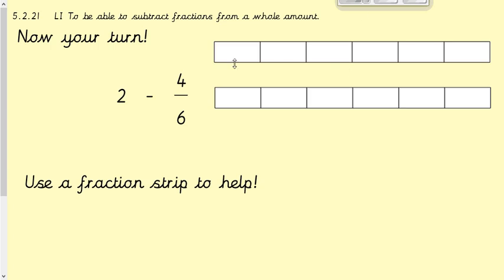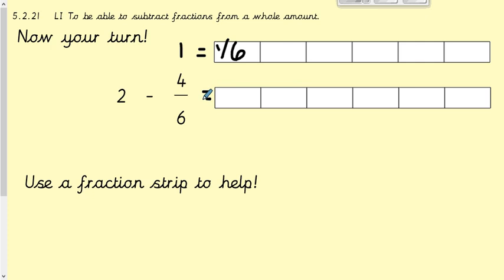Okay, so if you're not sure how to go through it, I'm going to go through it with you now. All I've done is drawn 2 shapes because I know it's 2 wholes, and I split them into 6 because we're looking at 6. So each of these boxes is worth a 6th. So if you add them all up, it would be 6/6.